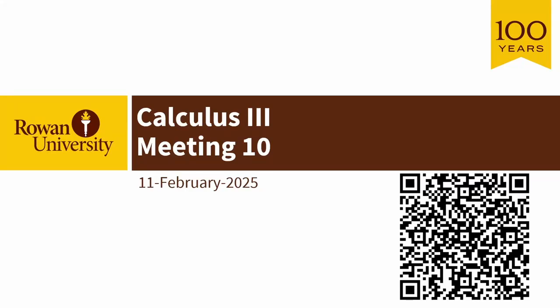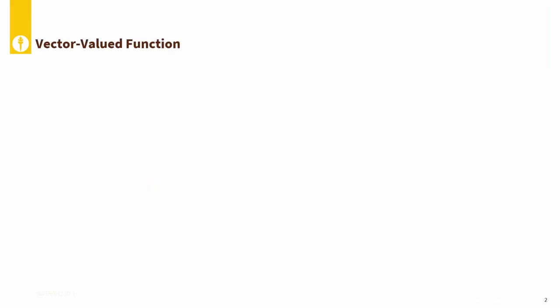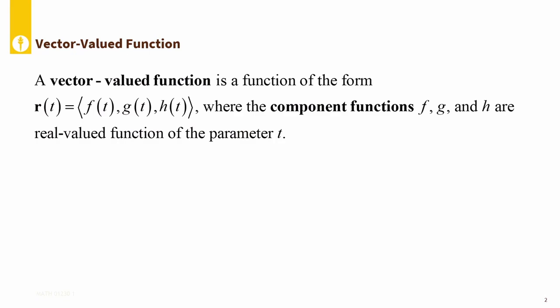Continuing our study of space. Move on to the vector valued function. It's a function of the form f of t, g of t, h of t. F, g, and h are all component functions, and they are real valued functions of the parameter t.